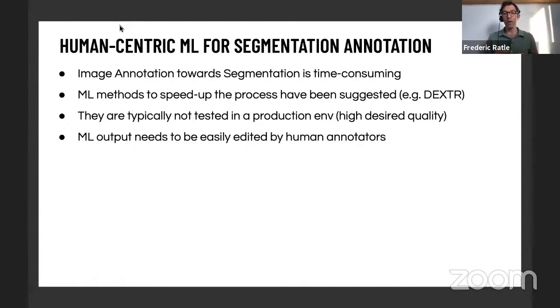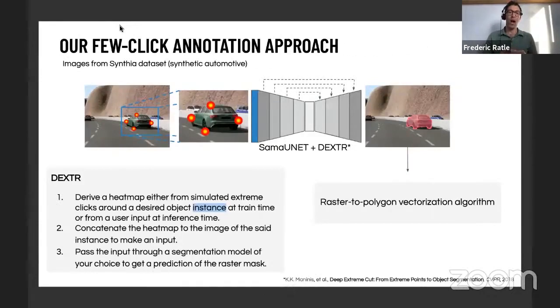However, these aren't typically tested in a production environment in the literature, where we really desire high quality, so IOUs of 95% and more. Also, the output of the machine learning models needs to be easily edited by human annotators, and very often this is not a perspective that we have in research papers that are purely based on accuracy metrics.